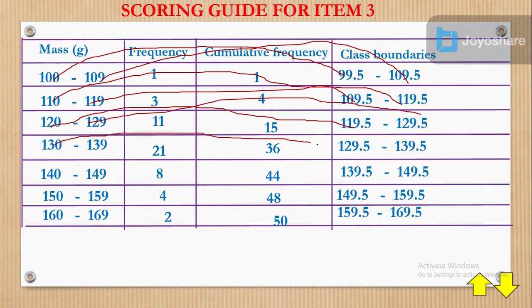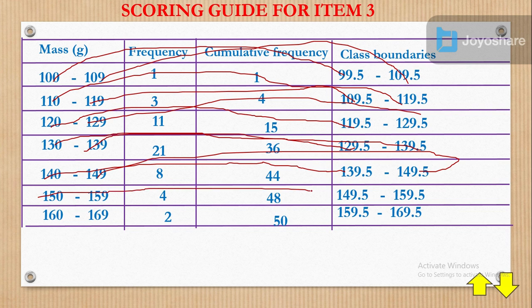Subtract 0.5, you get that. Add 0.5, you get that. Subtract 0.5, you get that. Add 0.5, you get that. Subtract 0.5, you get that. Add 0.5, you get that. Subtract 0.5, you get that. And you get this when you add 0.5. I hope that makes some sense.